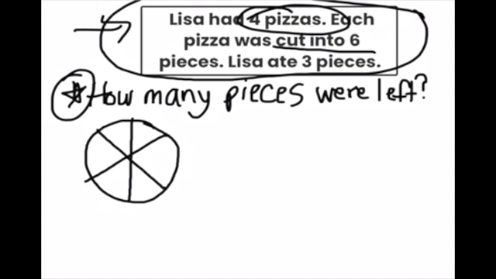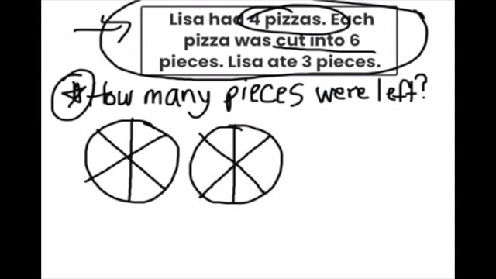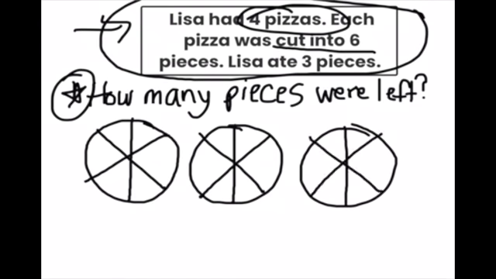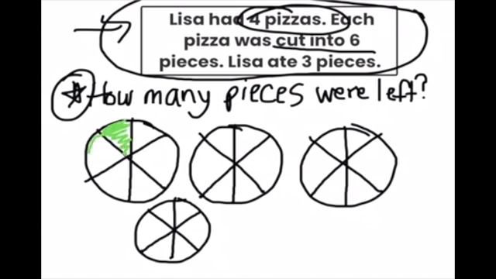Okay, so Lisa had 4 pizzas. Maybe that's how many her mom ordered for a party. I don't know. But we know that we have to draw those 4 pizzas. So far I have 3, and now there's my 4th one. Okay? And then each pizza had 6 slices or 6 pieces. So Lisa ate 3 pieces. This is how I'm going to show it, and maybe this is similar to how you showed it. I'm just going to shade in 3 pieces out of that first pizza.